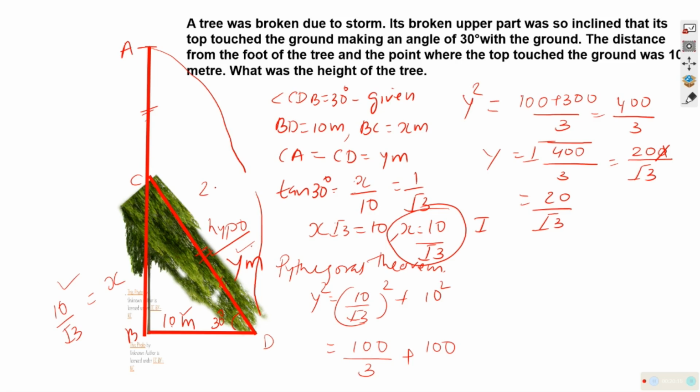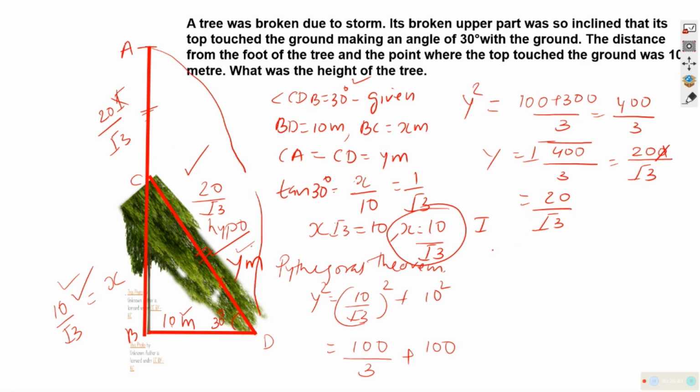चलो y भी मिल गया. अभी हमको पूछा क्या है ये सोचना पड़ेगा. We are asked to find out the height of the tree. So we have x here 10 upon root 3, y as 20 upon root 3. This is also 20 upon root 3 then. इसमें इरेजर नहीं, इसलिए मैं कट कर रहा हूँ. आप इरेज करेंगे, आप मिस्टेक ही नहीं करेंगे.